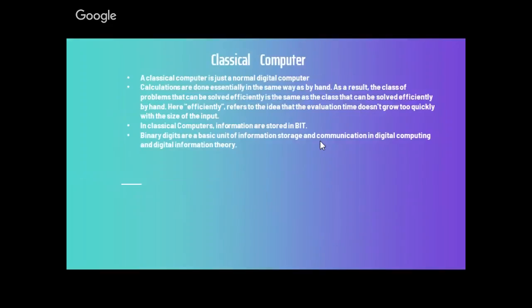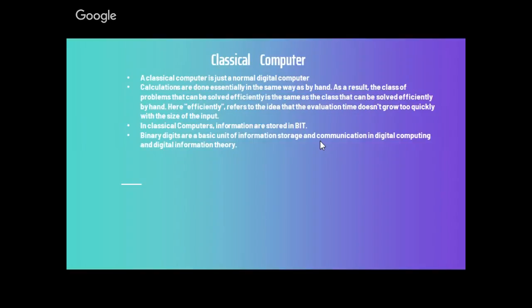Classical computer. A classical computer is just a normal computer. For example, now this is just a classical computer. We have Dell, HP, and others. In classical computers, we do calculation in the same way that we do by hand. So, for example, let's say you want to do 2 times 2, 4 times 4. You can do the same thing with your hand and the same thing with your normal computers. As a result, the class of problems that can be solved efficiently is the same as the one that can be solved with your hand.